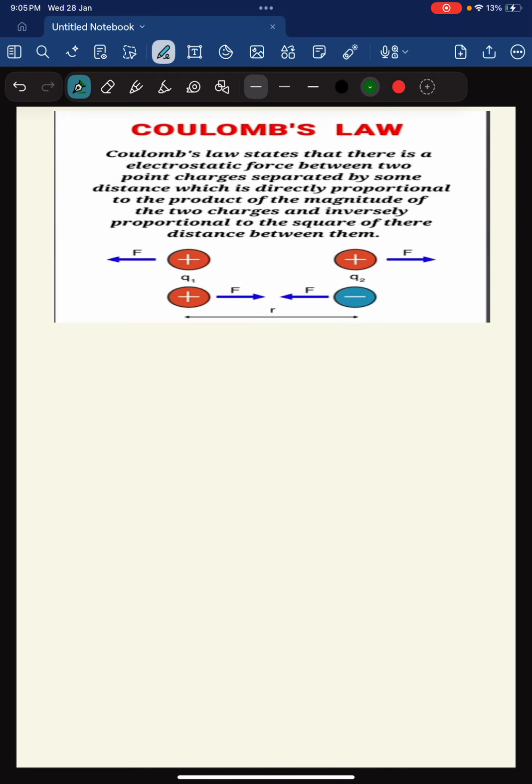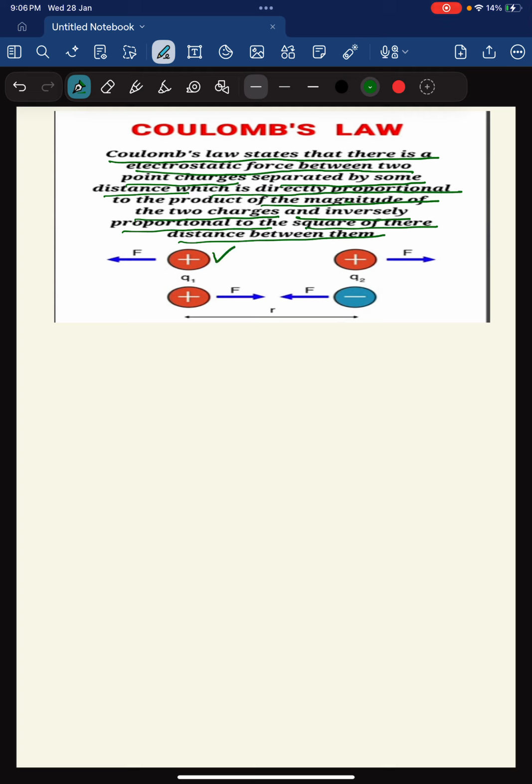In this video, I'm going to discuss Coulomb's law. Look at the Coulomb's law statement. Coulomb's law states that there is an electrostatic force between two point charges separated by some distance, which is directly proportional to the product of the magnitudes of the two charges and inversely proportional to the square of the distance between them.